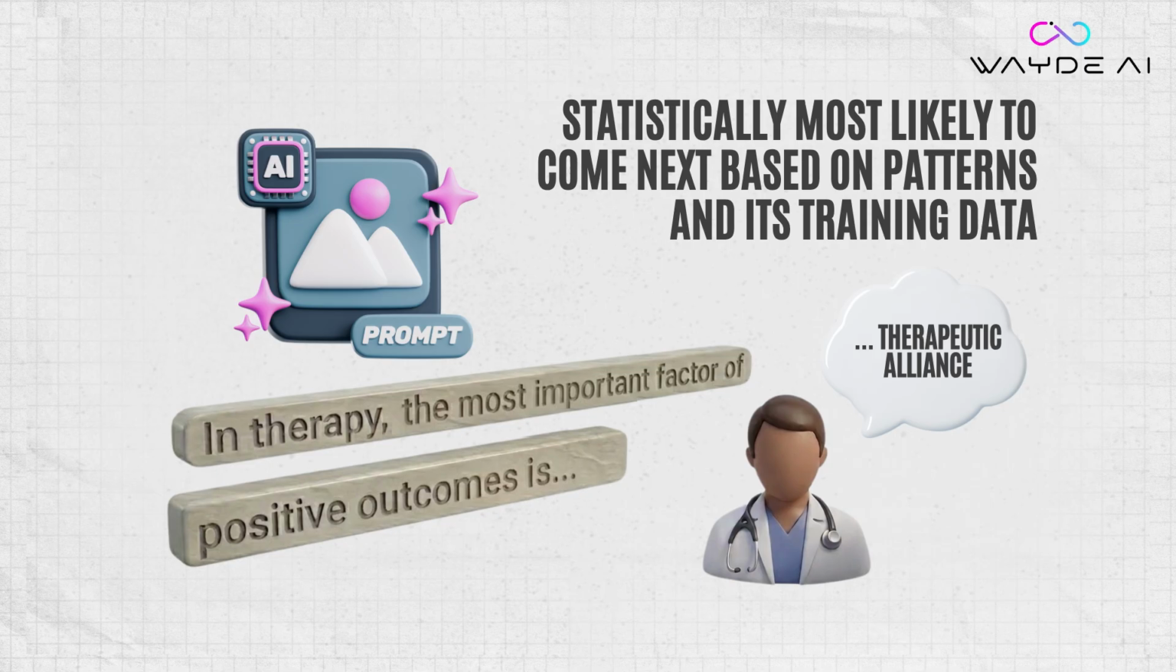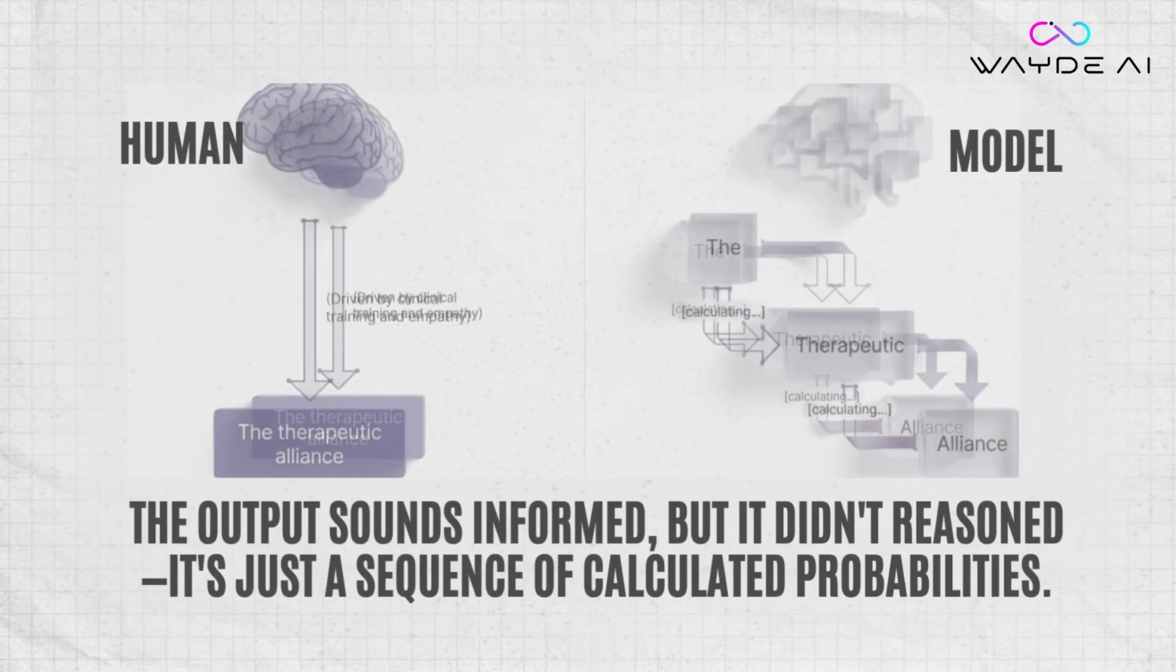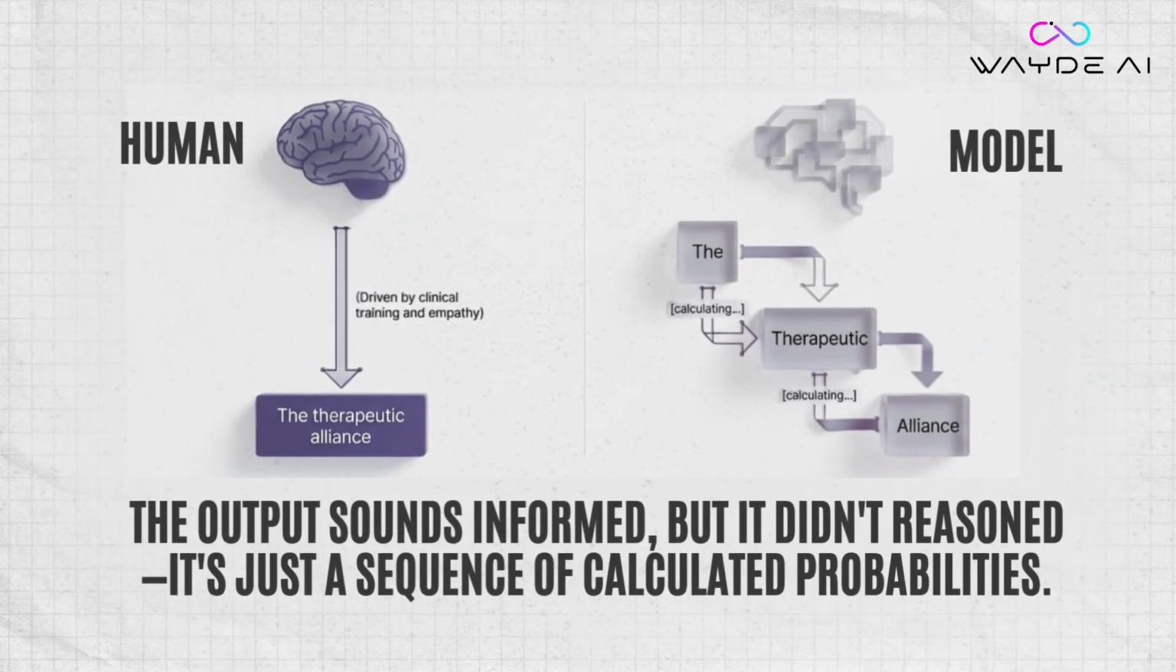Now the sentence reads, "In therapy, the most important factor for positive outcomes is the." It repeats the process and you get "therapeutic." Then again, and you get "alliance." Until eventually the response becomes, "In therapy, the most important factor for positive outcomes is the therapeutic alliance." That sounds informed. It may even be correct, but the model did not reason its way there. It did not consult the research literature. It calculated probabilities, one word at a time.